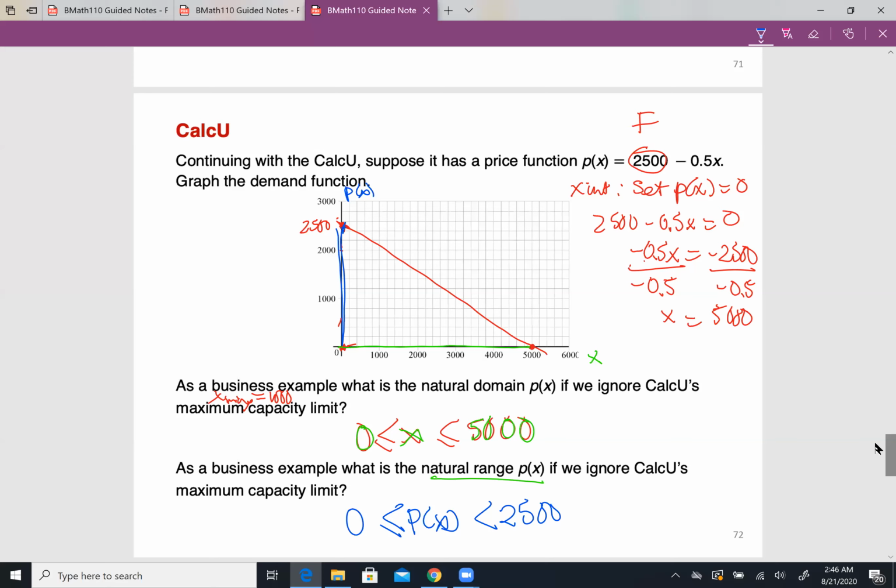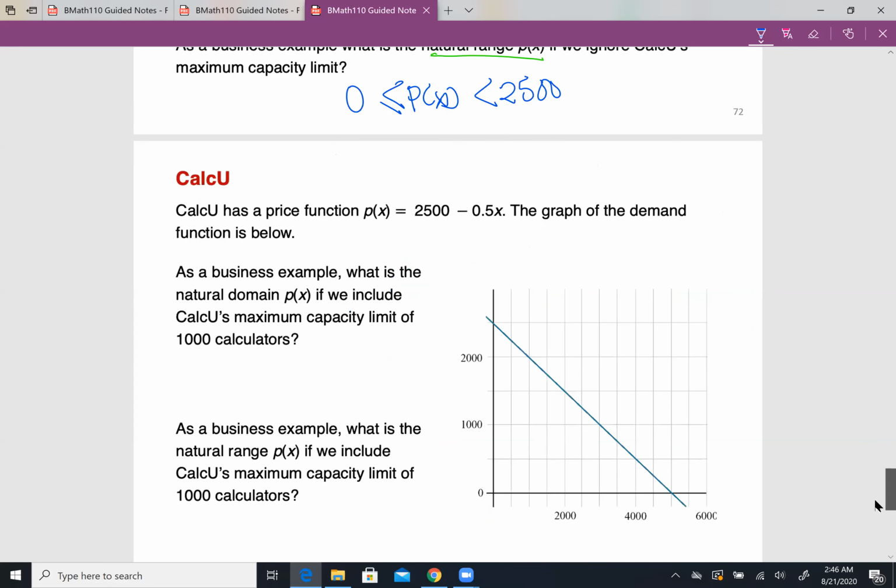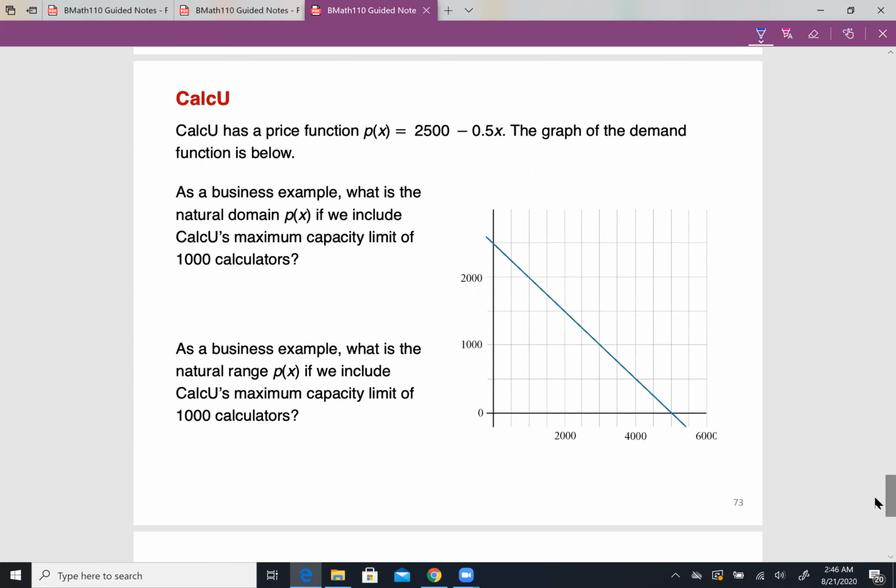Okay, so let's move to the next page. All right. So still the same problem, but now if we include the maximum capacity limit of 1,000 carburetors, what is the natural domain of that? So we have, what's 1,000? Say here's 5,000, right? Then here's 4, here's 3, here's 2, here's 1. 1,000 here.